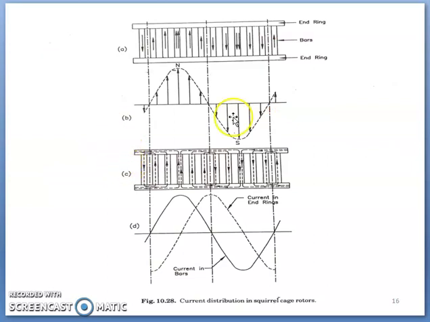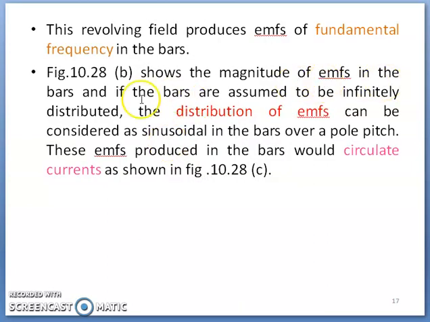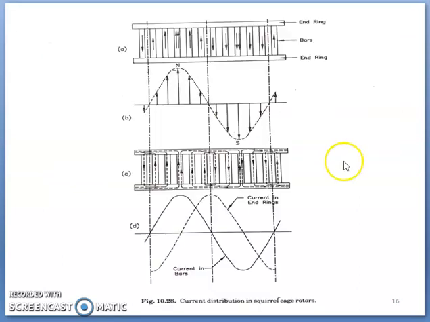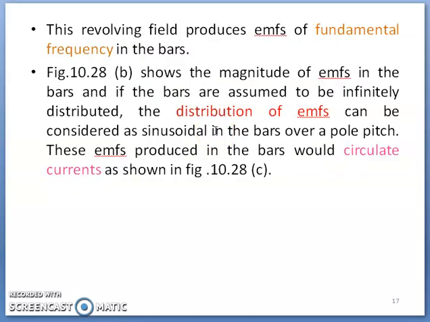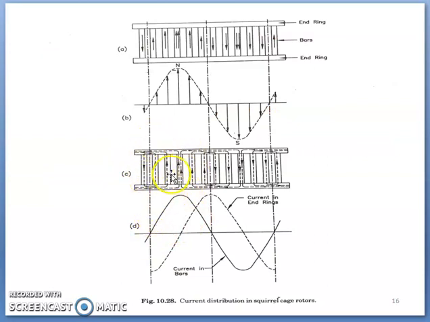Figure B shows the magnitude of EMFs in the bars, and if bars are assumed to be infinitely distributed, the distribution of EMFs can be considered sinusoidal in the bars over one pole pitch. Because of that revolving field, EMFs are induced at fundamental frequency, and whatever EMFs are produced in the bars circulate current. In this figure, because of the EMF induced in the bars, there is current flow in the bars, and that current also flows through the end ring.